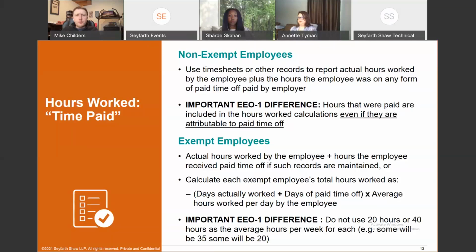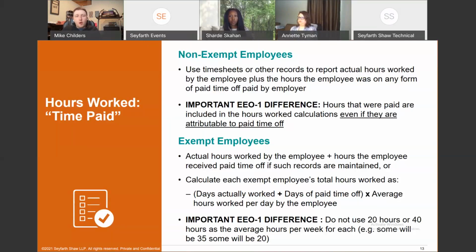So if you have somebody who works 20 hours, you would multiply their weeks worked by 20 hours a week. Somebody who works 35, it would be 35 by the number of weeks that they've worked, and 40 would be 40 by the number of weeks they worked. And similar to component 2, again, we're reporting aggregated hours worked for everybody that's within the report.